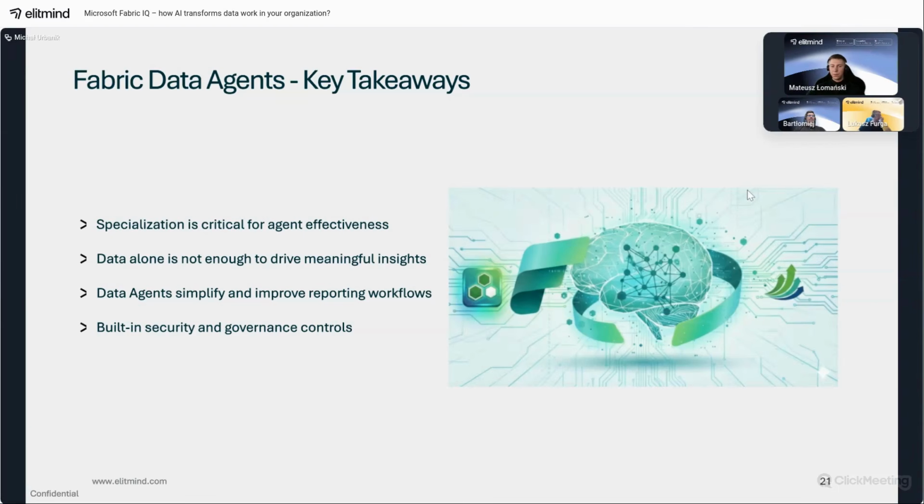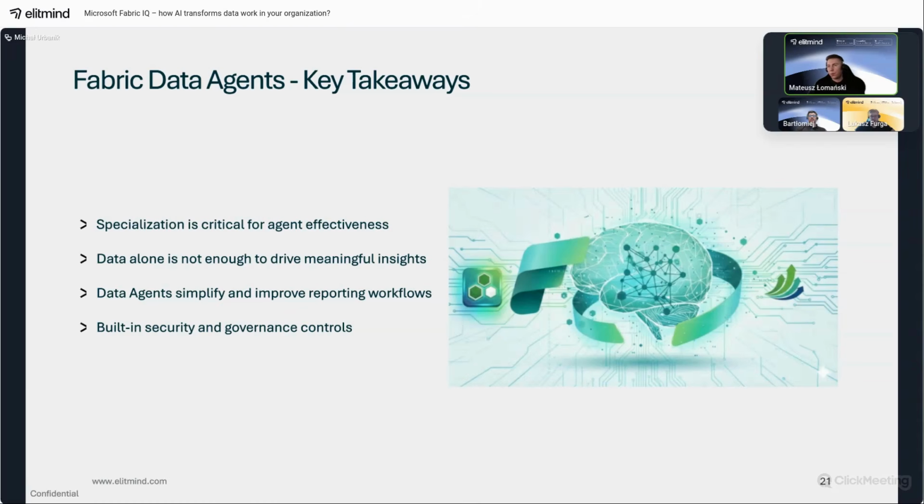After the demonstration, let's summarize the key takeaways about Fabric Data Agents. One, specialization is critical. The agents must be well defined and focus on specific areas. We can't expect one agent to be an expert on everything. Two, data alone is not enough. This is very important. It's not enough to just feed the data to the agent. It needs context, instruction, examples. Here again, our ontology and Lakehouse play a crucial role.